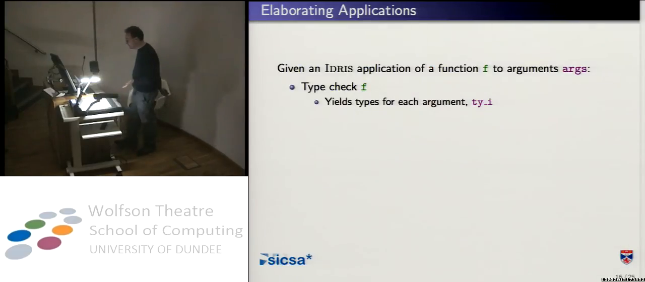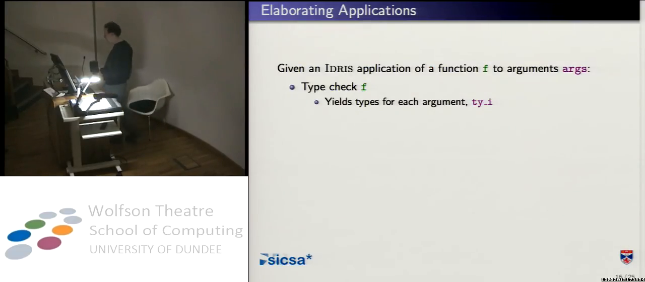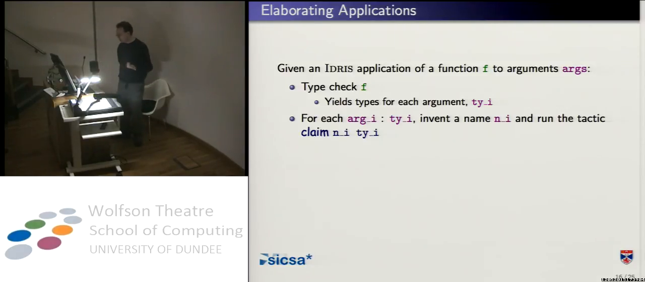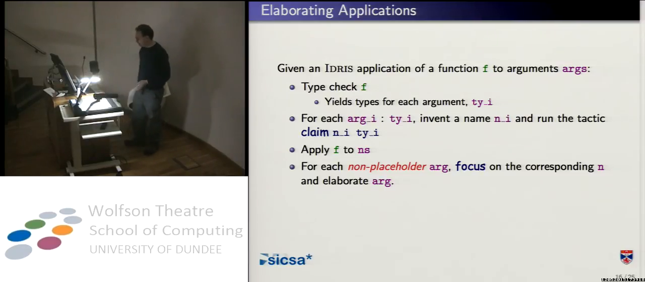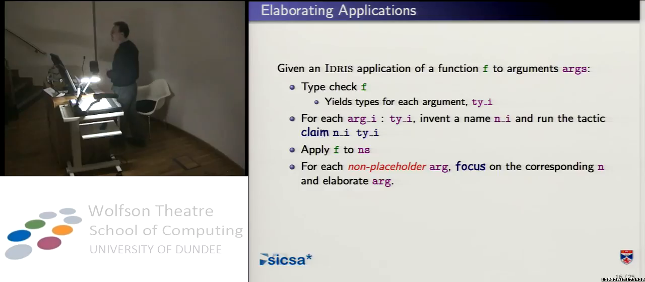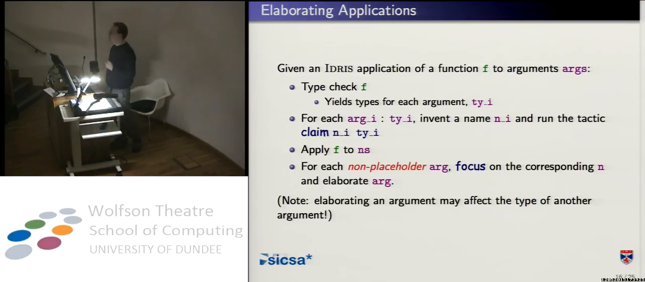So in general, and this is what the Idris elaborator itself does, to apply a function to some arguments, you'll type check the function, that will tell you what the types are. We'll make claims for each of those arguments. Then we'll apply the function to those arguments. Then for every argument that we know about, so the ones we don't know about are called placeholders, just holding it as a gap. For every non-placeholder argument, we'll focus on it and recursively elaborate, and fingers crossed, that's going to be enough.